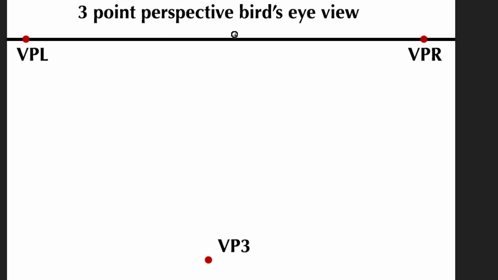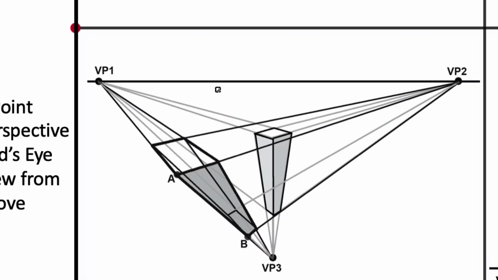We're working with 3-point perspective bird's eye view, and the horizon line is way up high. And we have a vanishing point on the left, a vanishing point on the right, and a third vanishing point far below. I'm going to show you the original example.